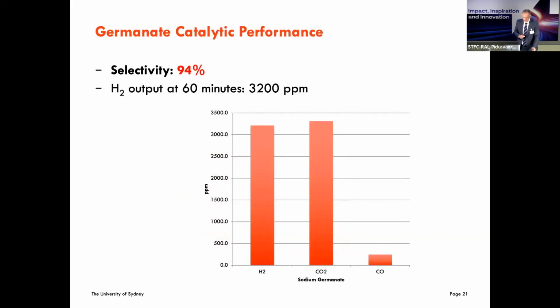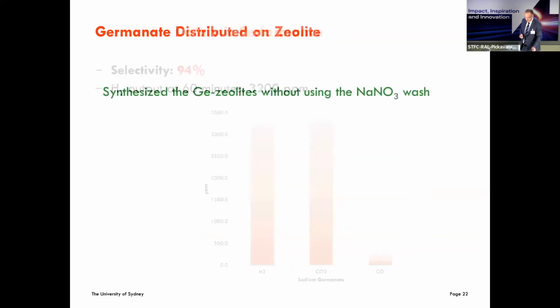So we found this very interesting catalyst. Now, of course, I want to have high surface area of my germanate. So distributing it on a material like a zeolite would be a good thing to do. Well, if you remember, we had some extra framework germanium oxide in the zeolite that I washed out. How about I don't wash it out?